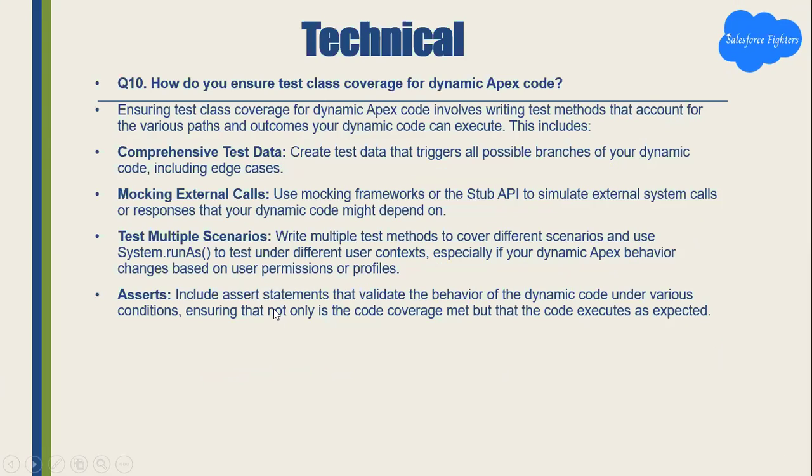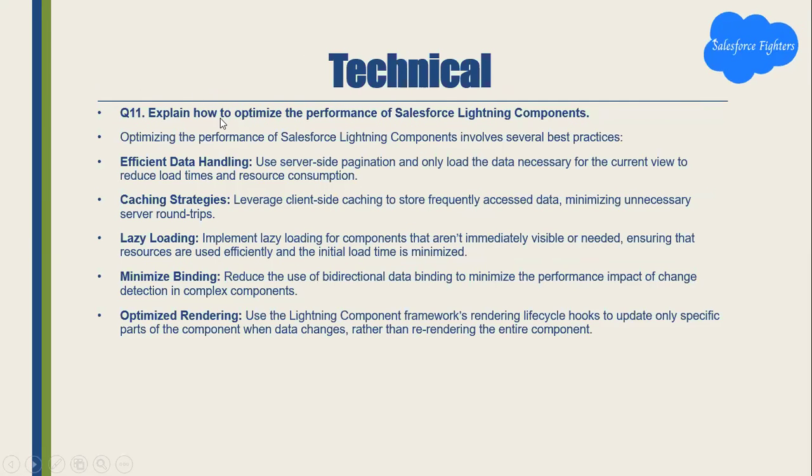Next question: how would you ensure test class coverage for dynamic Apex code? Ensuring test class coverage for dynamic Apex code involves writing test methods that account for various paths and outcomes your dynamic code can execute. This includes creating test data, mocking the external calls, testing multiple scenarios, and forcing asserts.